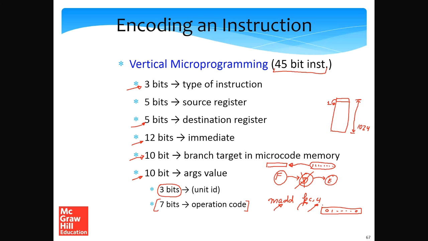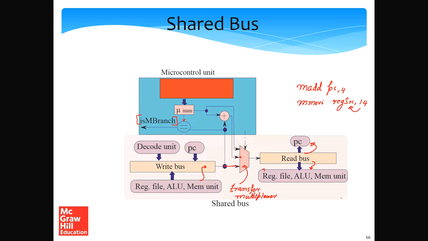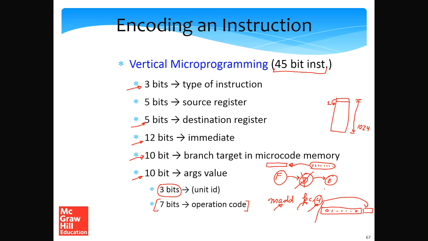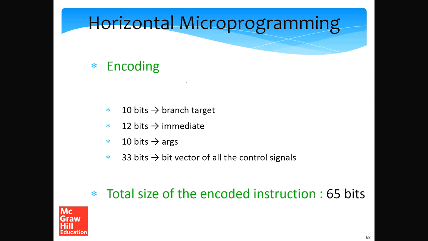But another way is that, of course, we need to encode the value of 4 as an immediate, but for the rest we can just have a list of control signals which will control which parts of the circuit are active and the values of the read bus and write bus, right? The control signals for the transfer multiplexer and so on. So we don't need a decoding stage at all. This is called horizontal microprogramming, where the control signals will directly be part of the instruction's encoding. In this case, we'll have 10 bits for the branch target. Fine, fair enough.